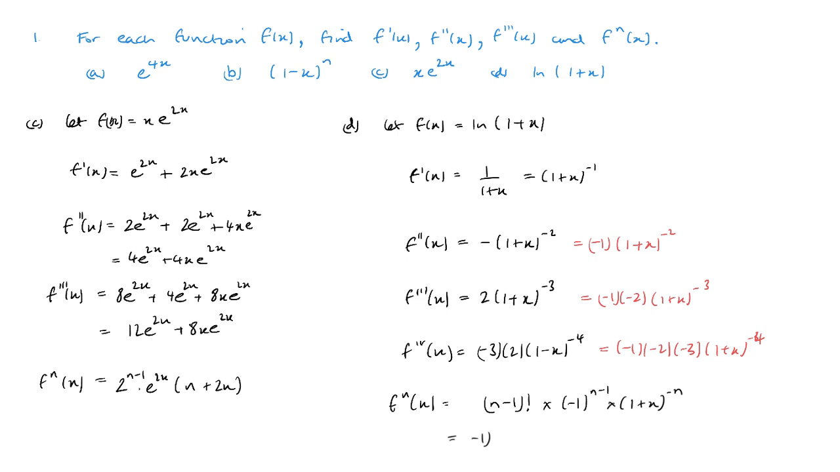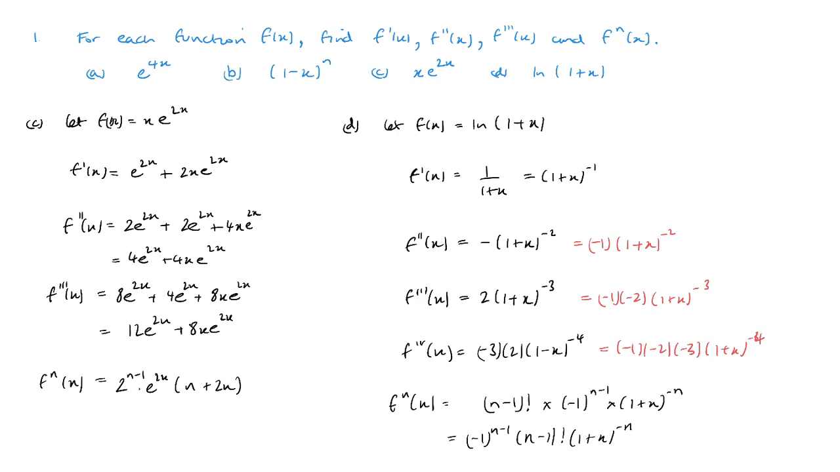So we've got minus 1 to the n minus 1 times n minus 1 factorial times 1 plus x to the power minus n. Okay, and there we have it. All four of these have been done. Hopefully you were able to do that. Some little challenging ones in there. And if you weren't, hopefully you were able to follow how I did it.